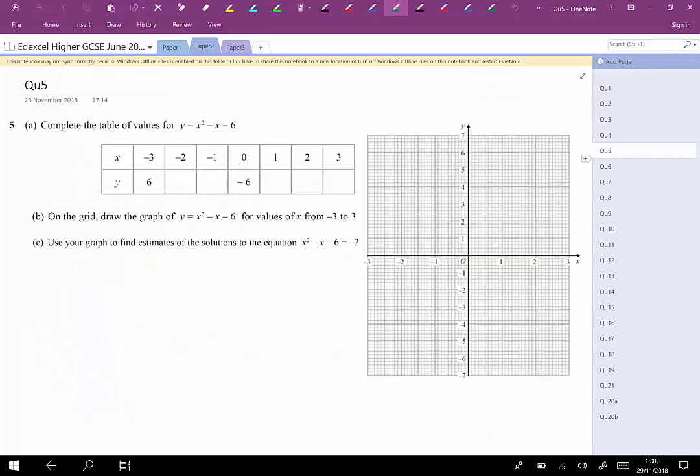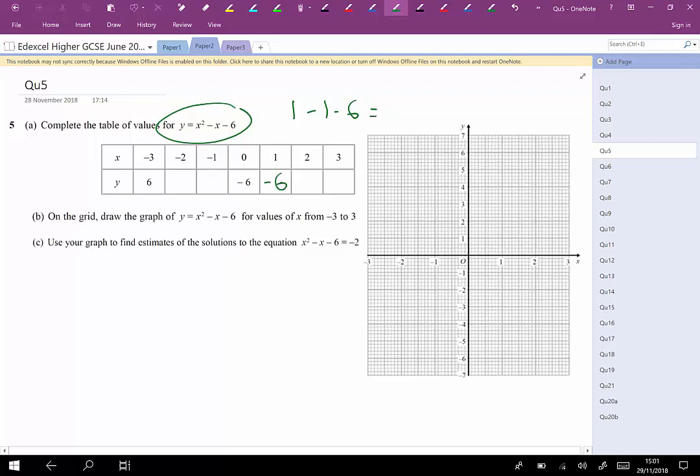Question number 5. So complete the table of values. Having done that, we're going to then try and draw a graph. Having done that, we've then got to do this part C, whatever that is. Right, so table of values. You know what? I'm going to do the easy ones first, and come back for those negative ones. So x is equal to 1. 1 squared is going to be 1. Take away 1. Take away 6. So that gives me minus 6.